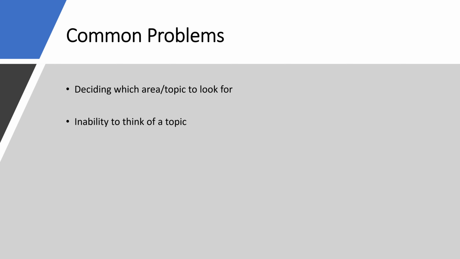Inability to think of a topic. There are too many things around that people think about, and therefore they cannot really choose one particular topic that they are interested in. So in these circumstances, what you need to do is, as I've said earlier on, think of your personal experiences and observations. Think about things that you're interested in. Think about things that you're passionate about, which are happening around you, and that helps you think of a topic that you would perhaps be interested in.